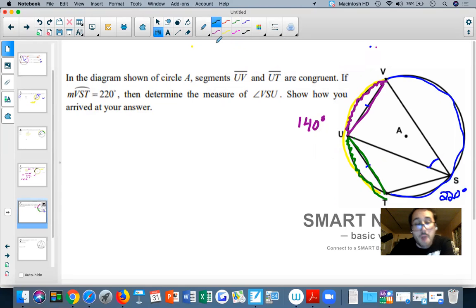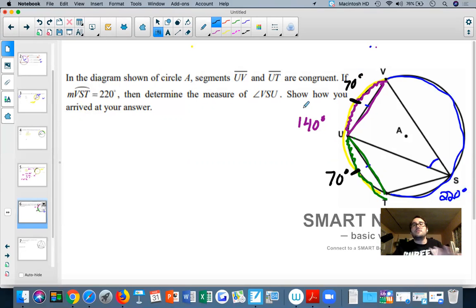Well, by the property that you learned in the last practice problems, if the chords are congruent, then the arcs are going to be congruent. So that means UT is congruent to UV. But if the whole thing is 140, then each piece is 70, because you have to divide it by 2. So 140 divided by 2 is 70. So this is 70 degrees. Therefore, this is 70 degrees.